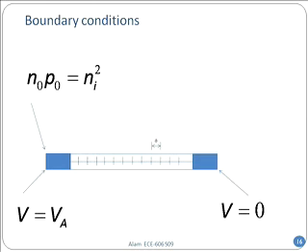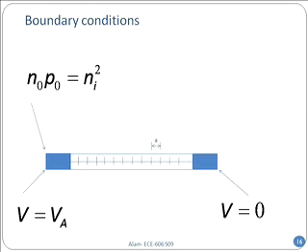Now if it is in equilibrium, what is the relationship it must follow? It must follow N naught multiplied by P naught is equal to Ni squared. Do you remember this? This is the detailed balance, right? Law of mass action, and it of course comes from the detailed balance also.